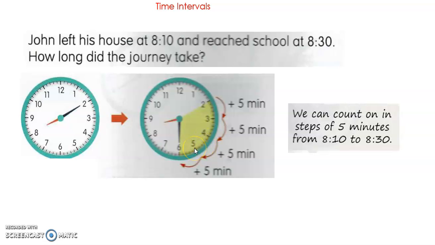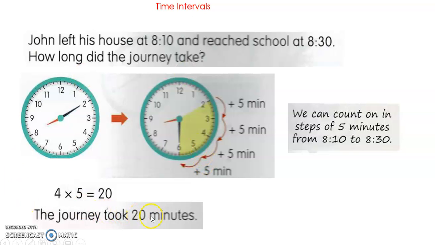After that 8:25, then 8:30, which is the time that John reached the school. Or we can simply say John left home at 8:10 and then reached the school at 8:30. Then from here, how many steps? 1, 2, 3, 4. Each step stands for 5 minutes. So 4 steps times 5 minutes equals 20. The journey took 20 minutes for John from leaving his house until reaching his school.